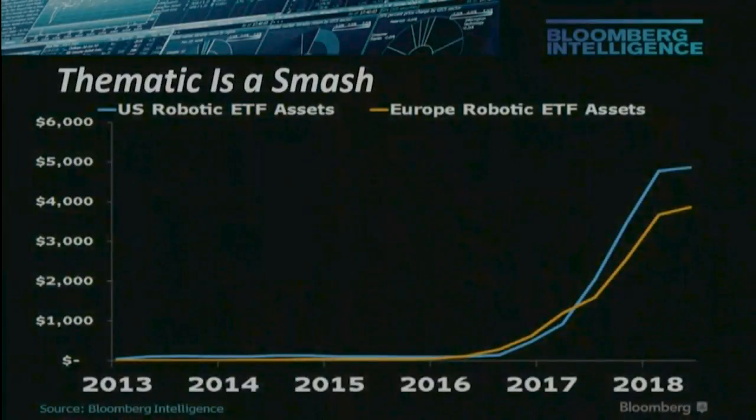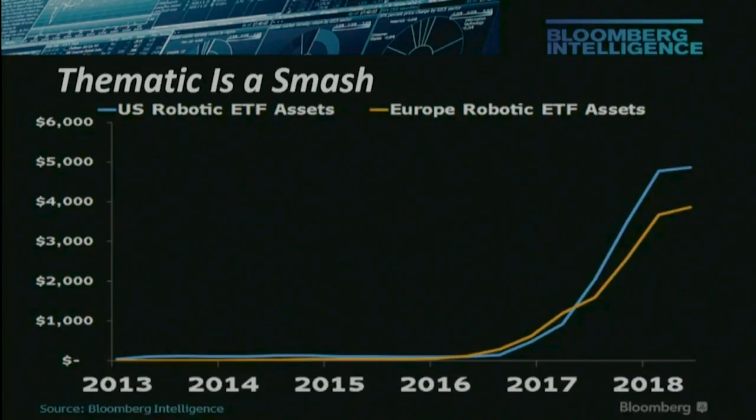Thematic was mentioned a lot up here, and this has been a smash hit this year, not only in the U.S. but globally. I just picked robotics. They've been on a complete tear. But there are robotics ETFs, cybersecurity, infrastructure, tech disruptors.